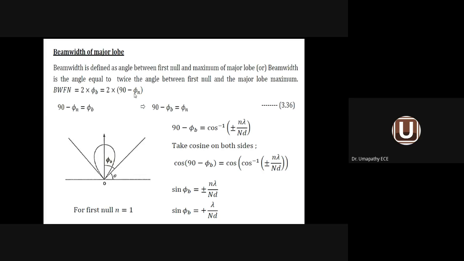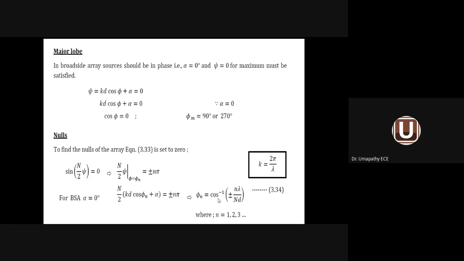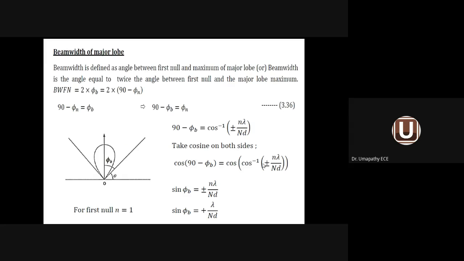In the place of 90 minus psi n, I can put 90 minus psi b also. So 90 minus psi b is nothing but psi n. So what is 90 minus psi b? 90 minus psi b equal to psi n. So what is the value of psi n? Psi n we have calculated from the second parameter. This one is the second parameter, cos inverse of plus or minus n lambda by nd. I am substituting it here. Psi n equal to cos inverse of plus or minus n lambda divided by nd.